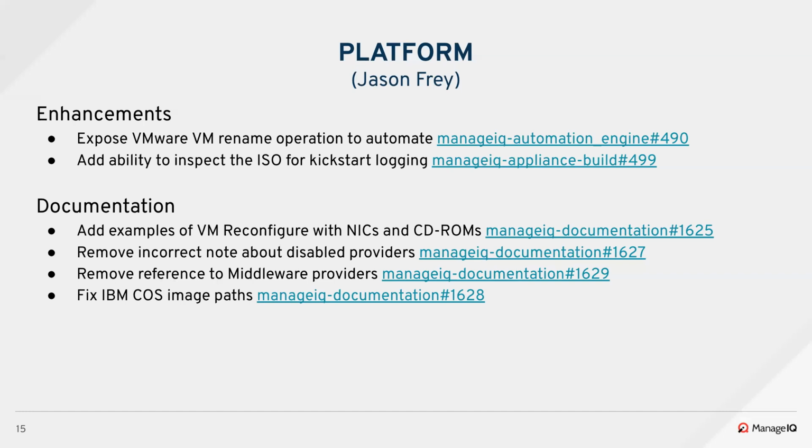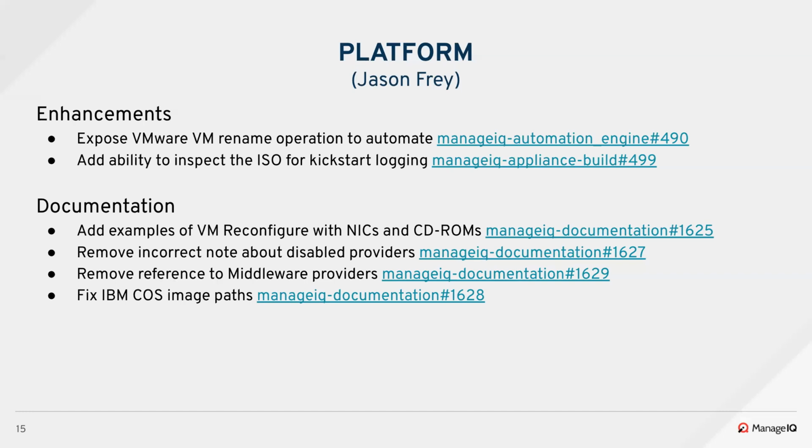Adam removed the last few references to the middleware providers. Middleware providers were removed a long time ago, but the documentation was still around in bits and pieces. And finally, Jay fixed an issue with the IBM COS image paths that happened after we reorganized some of the documentation, and a bunch of the image links were broken. So that fixed those up.